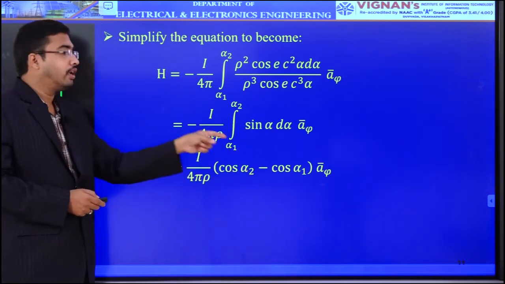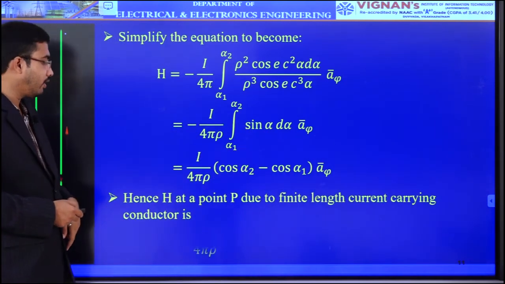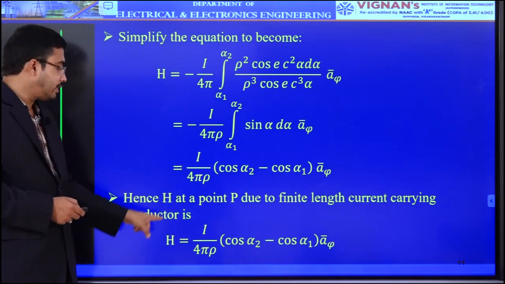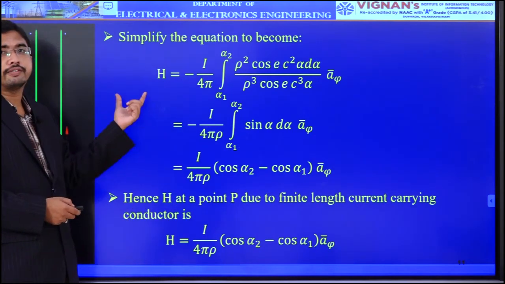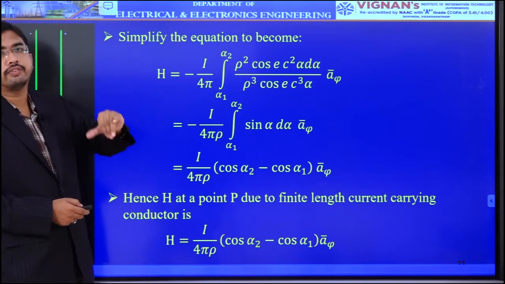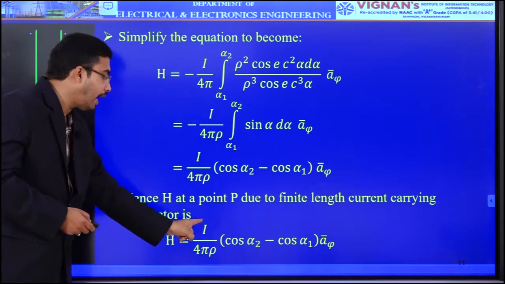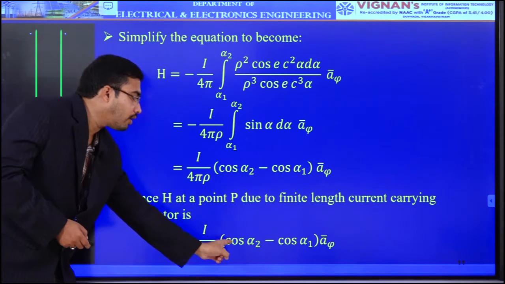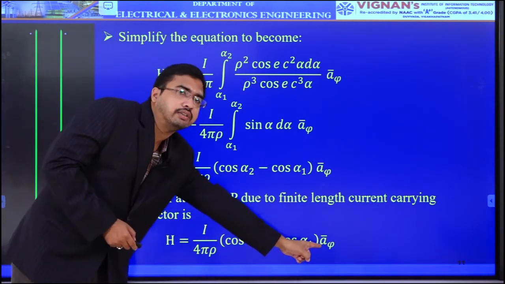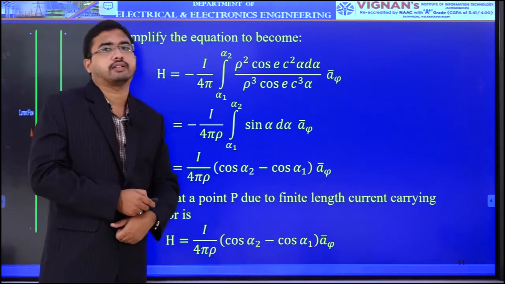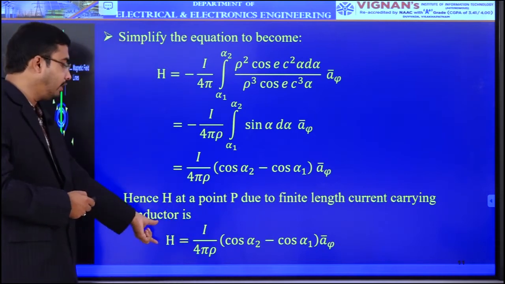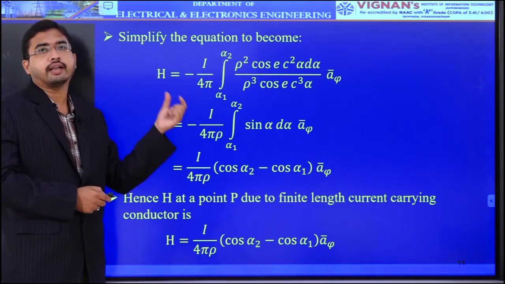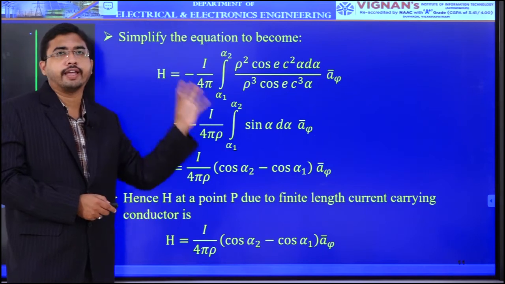Substitute those limits. Now, what is the final expression for magnetic field intensity H due to a conductor of finite length which is varying from alpha 1 to alpha 2? It is I by 4 pi rho, cos alpha 2 minus cos alpha 1, a phi amperes per meter. This is the expression for magnetic field intensity due to a current carrying conductor of some finite length.